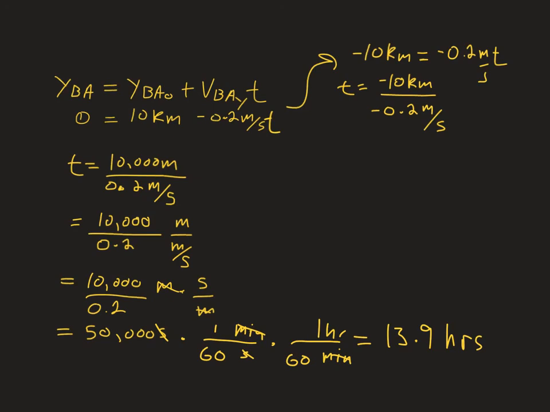Now what we could do, I won't do it in this video, but we could say, okay, that's 13.9 hours or 50,000 seconds for them to reach the same latitude. I could take the x components and do the same thing and find out how far east Bob got in that time. So then I can know exactly, from Alice's point of view at 13.9 hours, where Bob is at that moment.